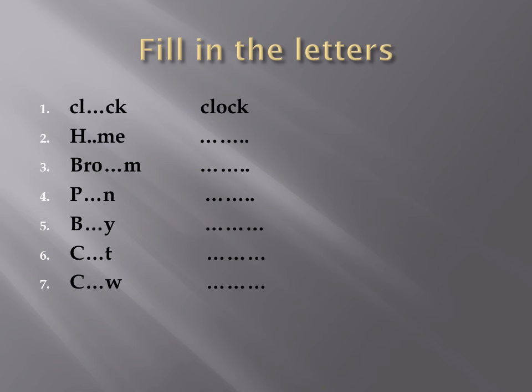Lastly, fill in the letters. The first one is written like this with a dash. So when we fill in, it becomes clock. Then number two is H dash M E. When we fill the blank here, it becomes what? When we put O, it becomes home. So you write home. Then this one, B R O dash M. What will it become?